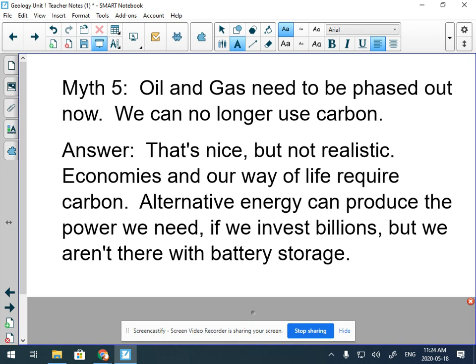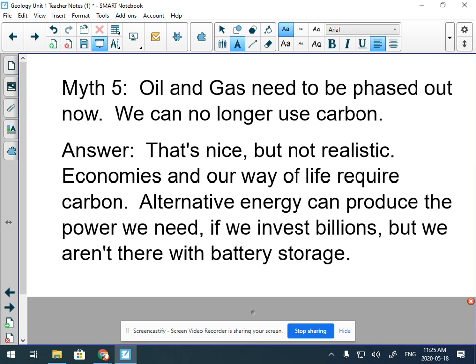This can't happen overnight. It can't happen fast. This is going to be very, very slow. We still need oil and gas to run most of our vehicles on Earth and heat most of the homes in cold climates. The other problem with alternative energy is we could install enough solar panels and windmills to run all of the electricity in Canada. We could do that. It's totally possible. It would cost billions and billions and billions of dollars, but we could do it.